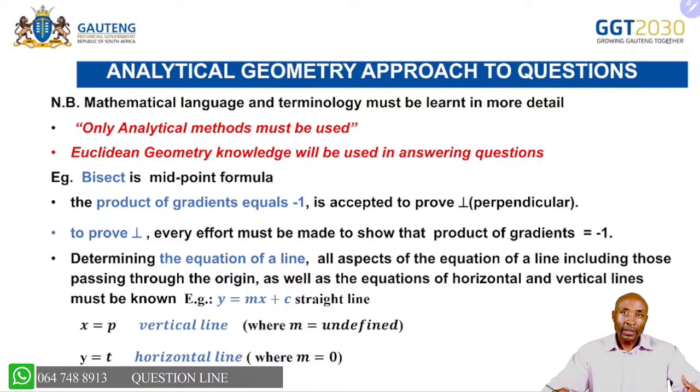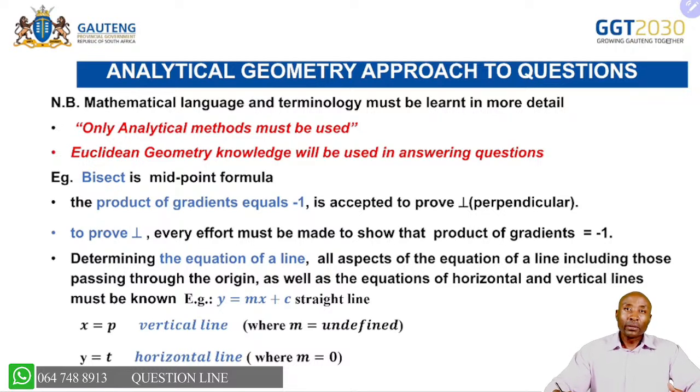To prove that lines are perpendicular, it is always required that you show that the product of the gradients is -1. We shouldn't start by asserting that the gradient is -1. It has to come at the end. You will see as we answer questions. When we are determining the equation of a line, we know all the aspects of an equation of a line. We need the gradient, we need the y-intercept for us to get the equation of a straight line. Therefore, we must know all those things.